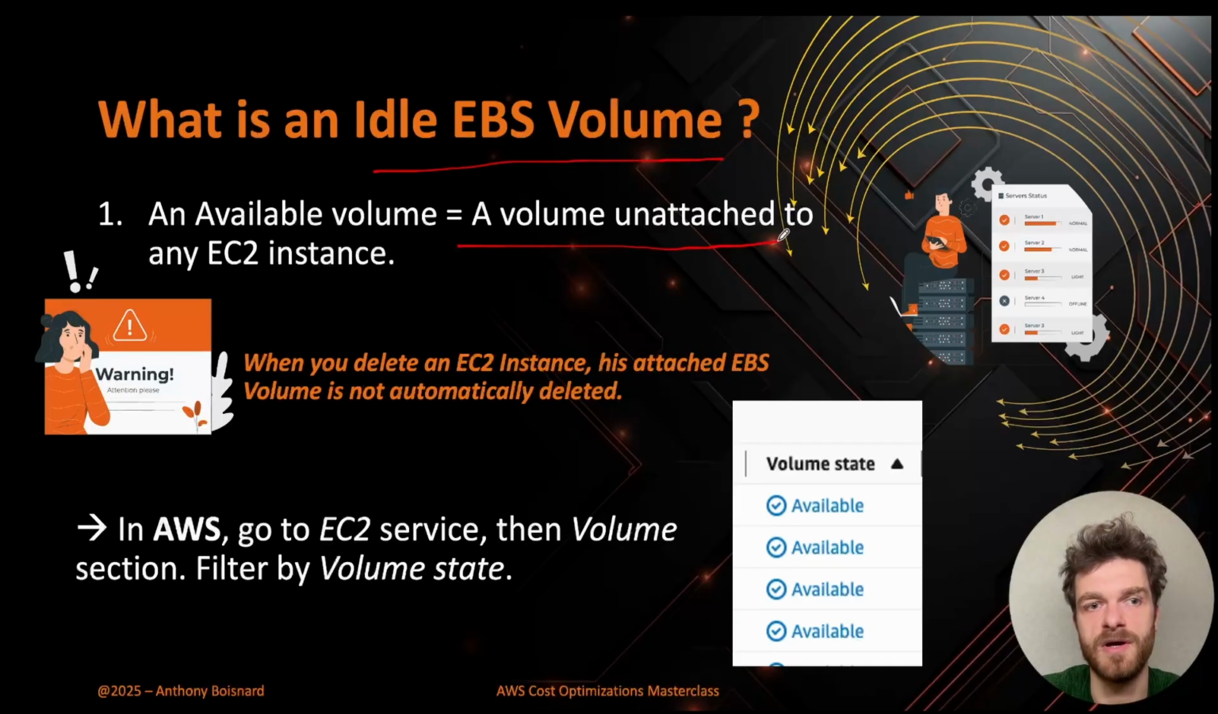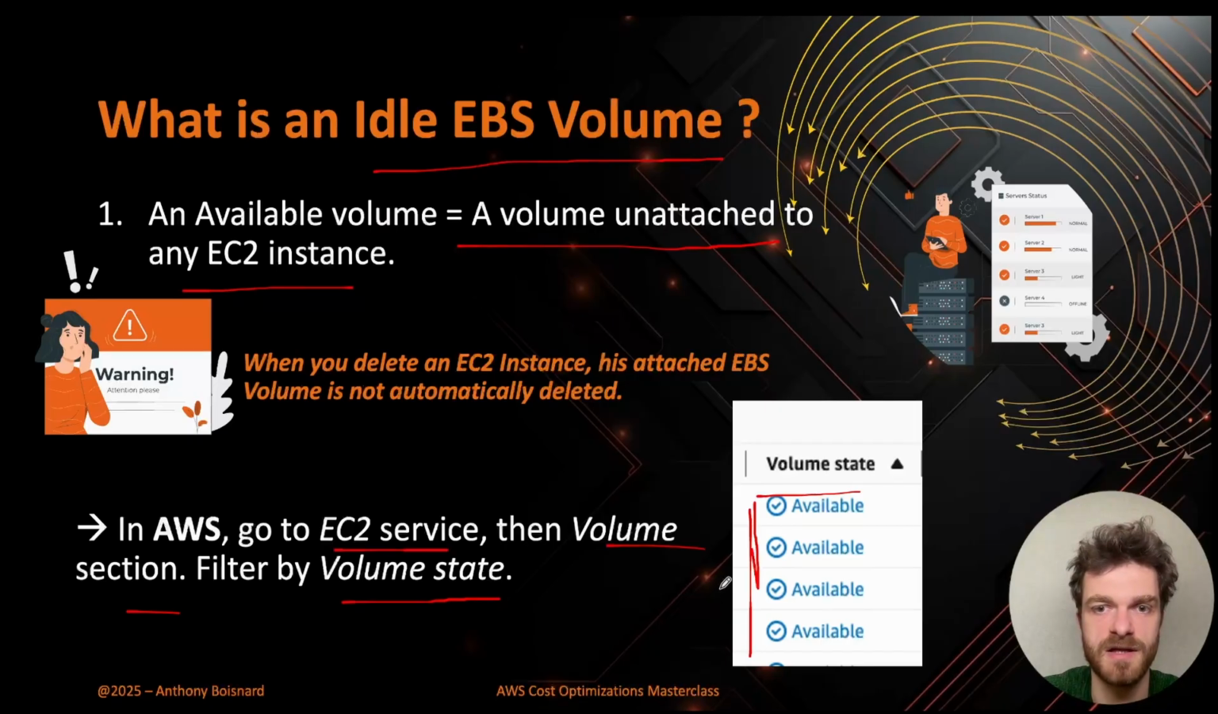First, a volume unattached to any EC2 instance, meaning we can go directly to the EC2 service, volume section, and filter by volume state here. If you see any EBS with available state, it means that it's unattached to any EC2 instance. How can this happen? It can happen if you delete an EC2 instance and its attached EBS volume is not automatically deleted.